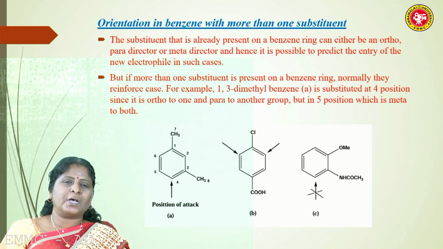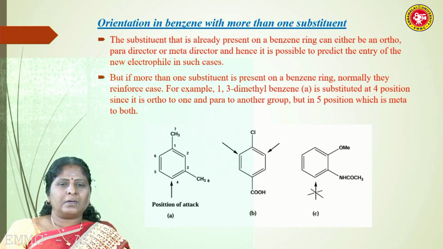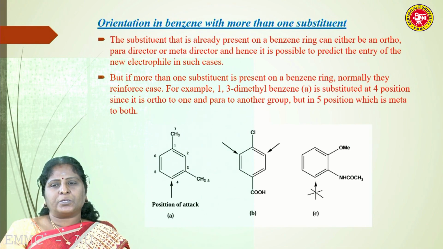This is because the ortho positions will be slightly electron deficient because of the presence of electron withdrawing groups, and the electron density at the para position is also reduced, so the incoming group will be introduced into the meta position. That means it is directed to the meta position.